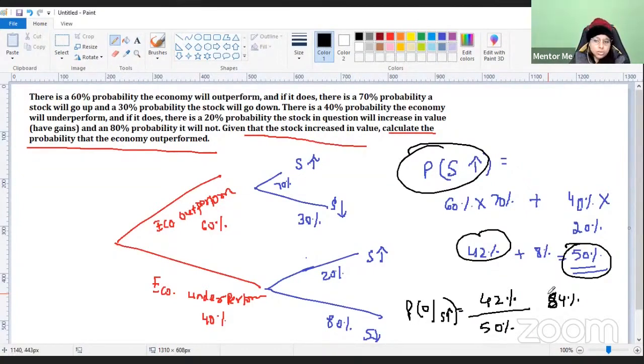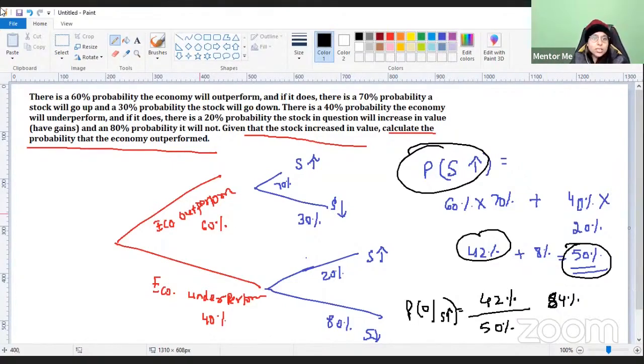That is pretty logical also, because आप देखो 50% चांस है स्टॉक के ऊपर जाने का, जिसमें से 8% है when the economy has underperformed और 42% है when the economy has outperformed. तो total 50% में से 42% is due to the economy outperforming, right? So 42 by 50 अगर आप करोगे, that should be a significant proportion, कि मतलब इकोनॉमी आउटपरफॉर्म ही करी होगी.